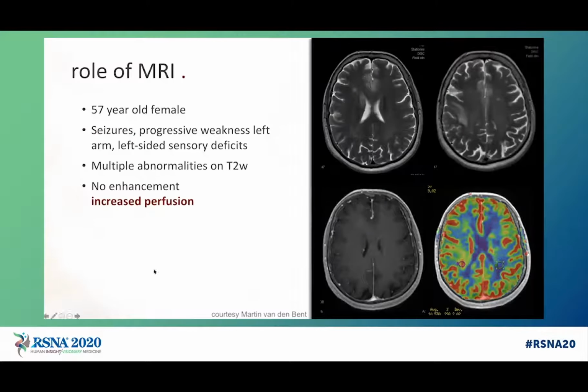So as an example of where we as imagers can already play a role, this is a case of a 57-year-old female presenting with seizures and progressive neurological deficit. She has multiple non-enhancing lesions.